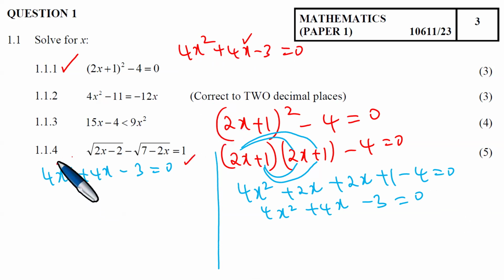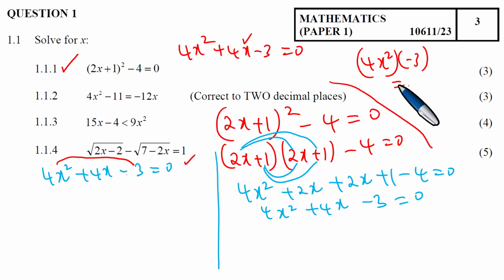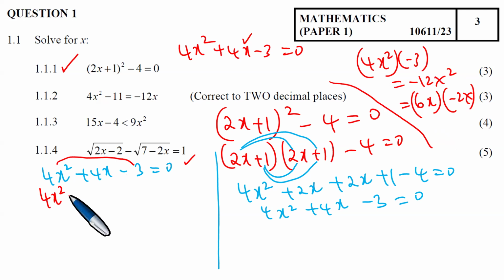Now to easily get the factors in a situation like this, you multiply 4x squared times minus 3. We get exactly minus 12x squared. At this point, you look for the factors of minus 12x squared which when added together will give 4x. Those factors will be 6x together with minus 2x, because 6x times minus 2x will give us minus 12x squared, and 6x minus 2x will give us plus 4x. Therefore, we write 4x squared plus 6x minus 2x minus 3 equals 0.